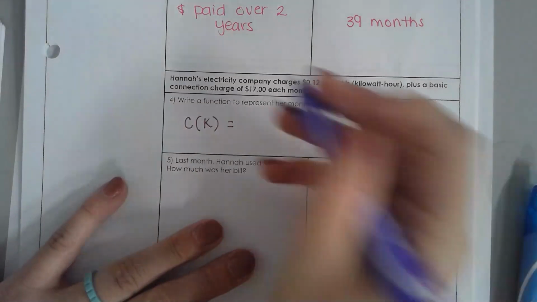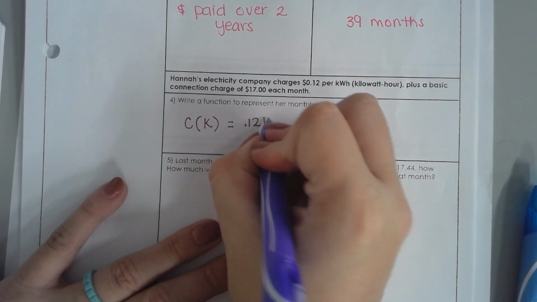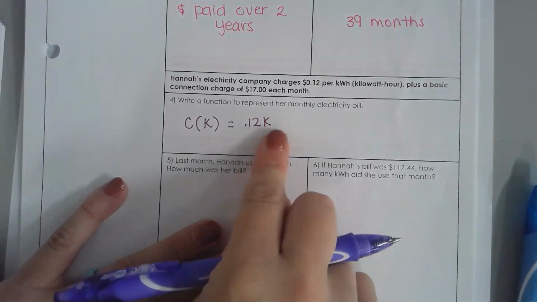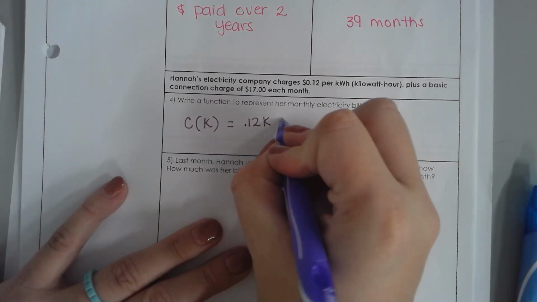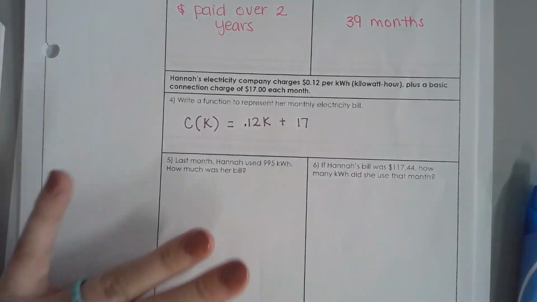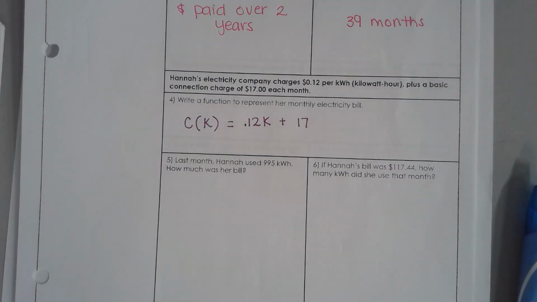0.12 K, right? So the 12 cents is per kilowatt hour, so we're going to multiply that by how much energy we used plus 17, because every bill you got $17. Maybe that's what they charge for them to come out and check your meter.